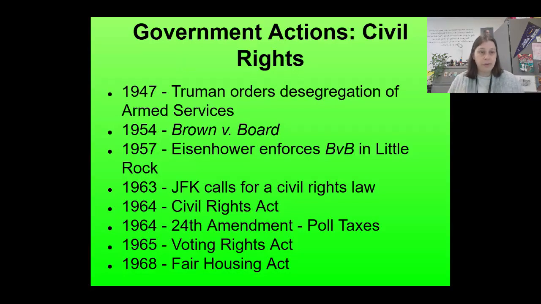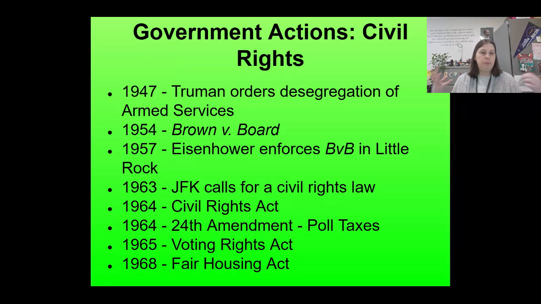The next one down, the 24th Amendment, makes poll taxes unconstitutional, so that's really big for voting rights. And then finally followed up with the Voting Rights Act in 1965, which basically tries to set up a system to survey states with a history of restricting voting laws to make sure that they don't come up with new ways to restrict voting now that they can't have poll taxes anymore.